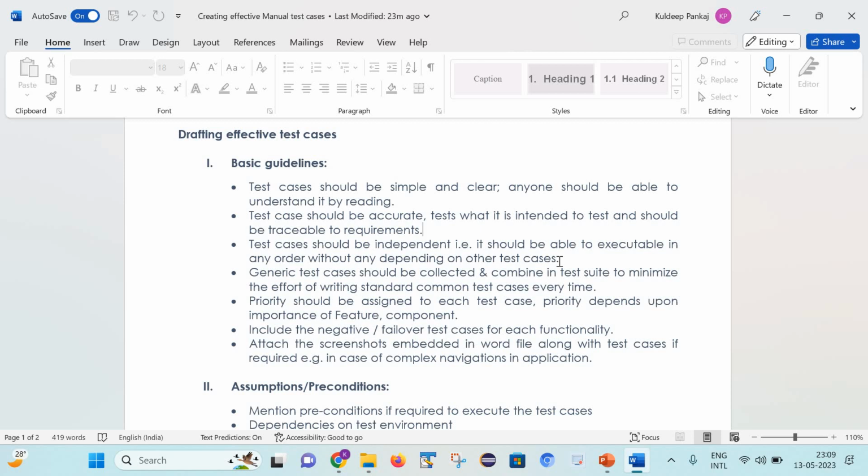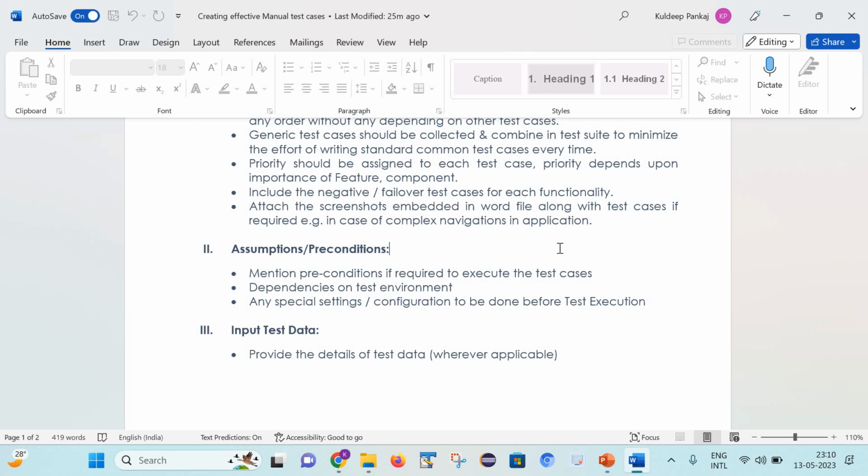Attach the screenshots embedded in the Word file along with the test cases if required. Example, in case of complex navigation in the application. Sometimes there are certain test cases where we need to navigate onto various screens. In that case, you can take screenshots of that navigation and attach them in the Word file and in the test cases, so that the person who is going to execute those test cases can easily understand the flow of your test case.